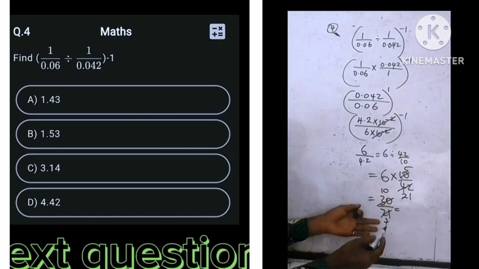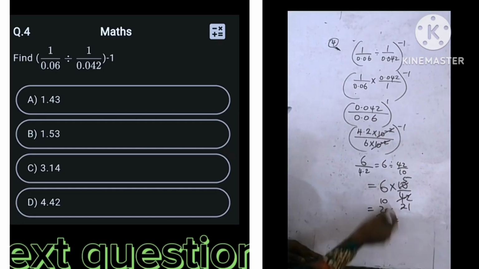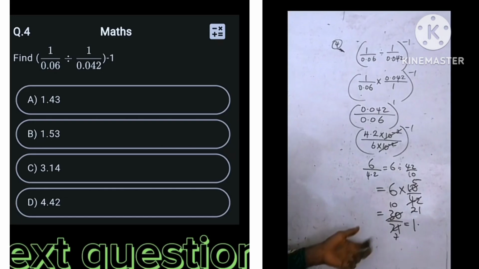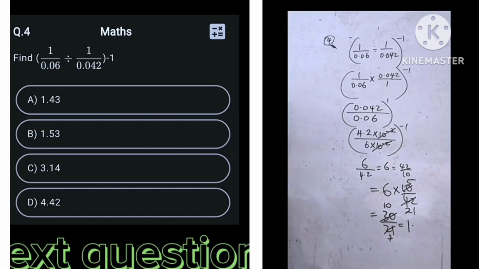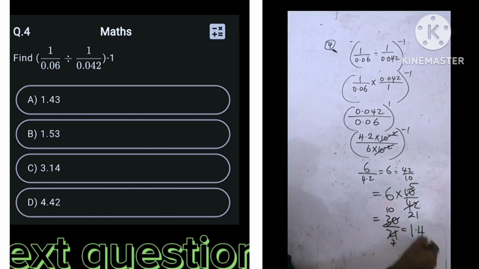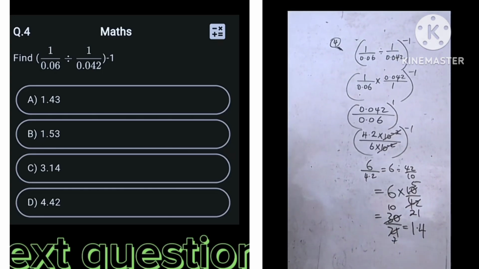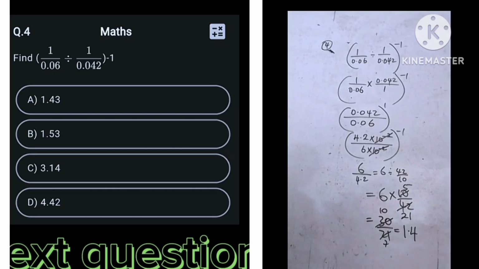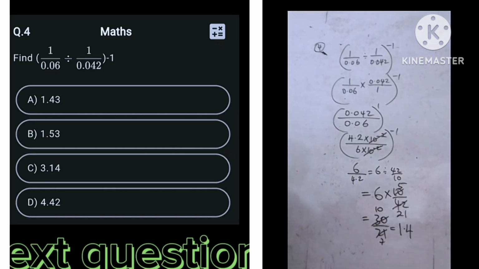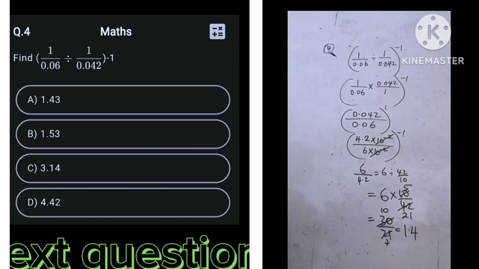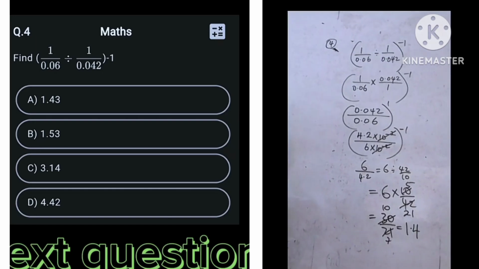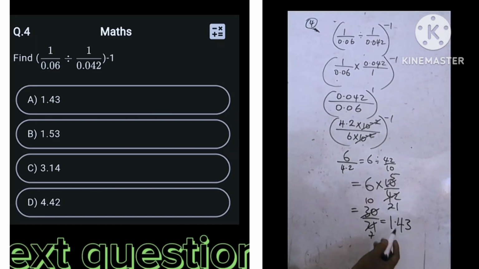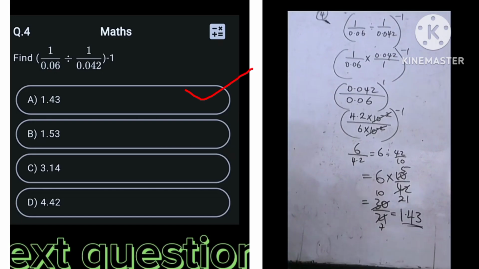So 10 over 7, if we convert it to decimal form, 7 into 10 will give us 1, remainder 3. Add 0 to that 3, that is 30. 7 in 30 will give us 4, remainder 2. Add 0 to that 2 will give us 20. 7 in 20 will give us 2. Then remainder 6. And if you add 0 to that, 60 divided by 7, that means the value will be rounded up. So that means here now becomes 3. So your answer is 1.43. So this is the answer.